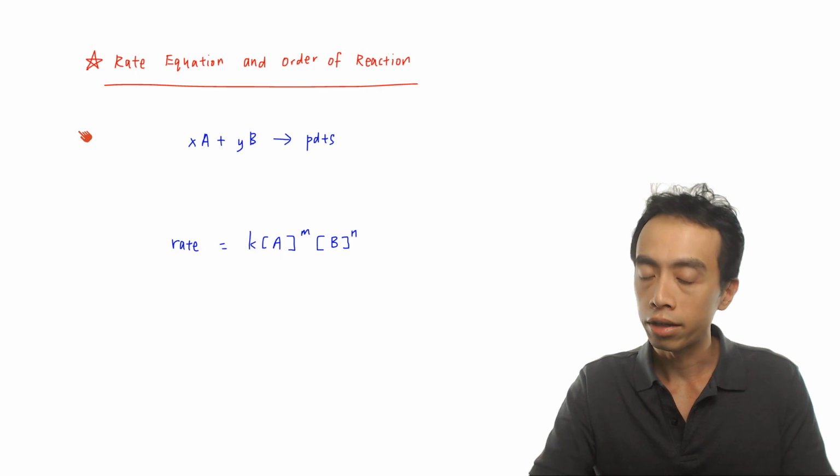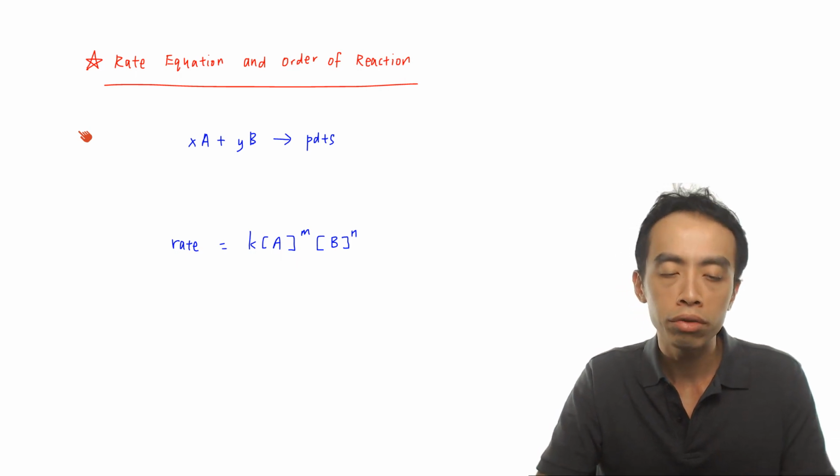Now in this video, we want to discuss the concept of rate equation and order of reactions. In the topic on kinetics, the rate equation is probably the most important idea. So we will need to be able to write out a rate equation based on the overall balanced equation. And let us have an example involving this.